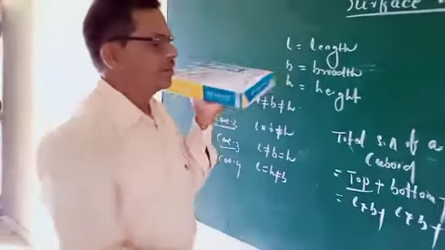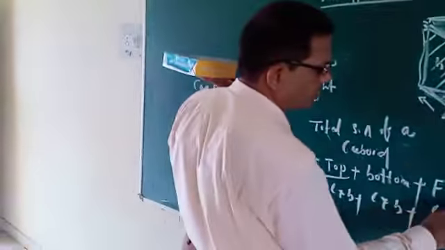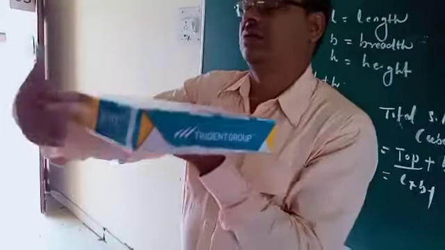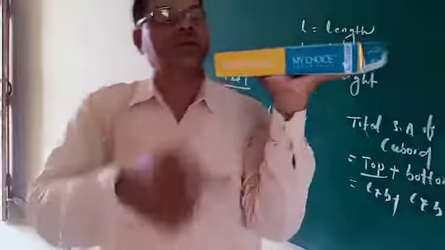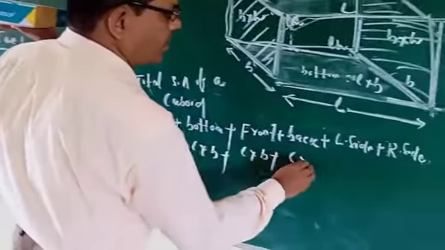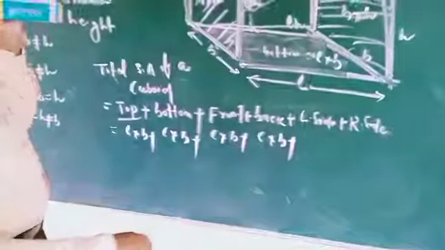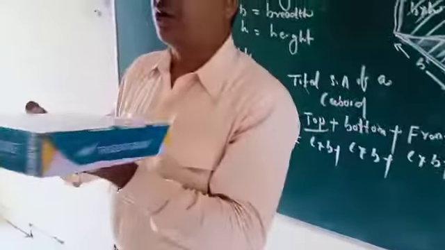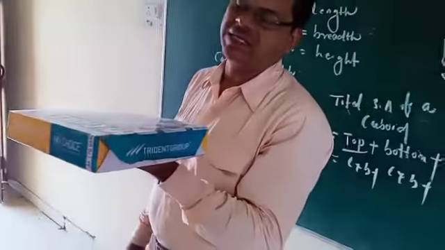LH. So this is L into H plus a back. This is L into H. The back is this one, again also L into H. L into H plus left side. Your left side is my right side.